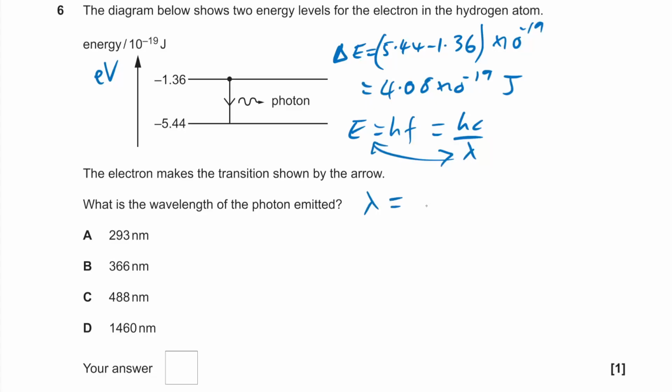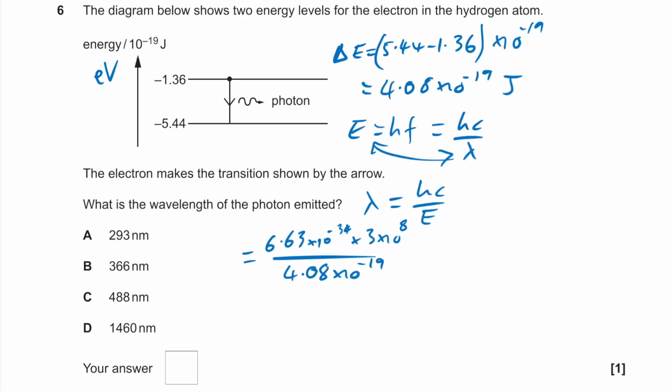So rearranging that, swapping over energy and wavelength, we end up with hc over E. So that's going to be Planck's constant times the speed of light divided by change in energy. Could tidy up the powers of 10, but I can't be bothered. And we end up with 4.88 times 10 to the minus 7. In other words, 488 nanometers. So our answer is C.